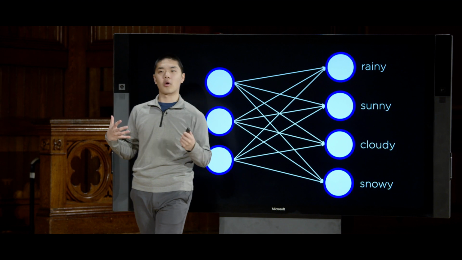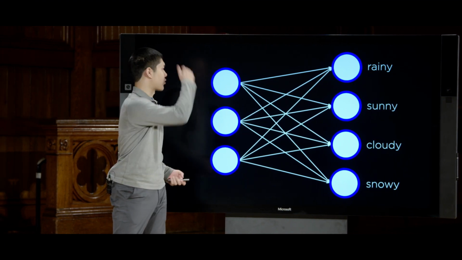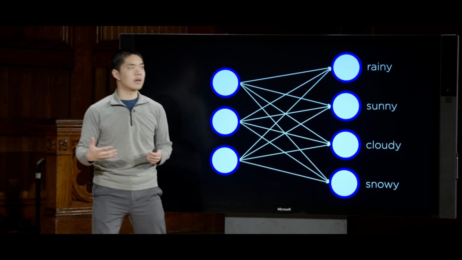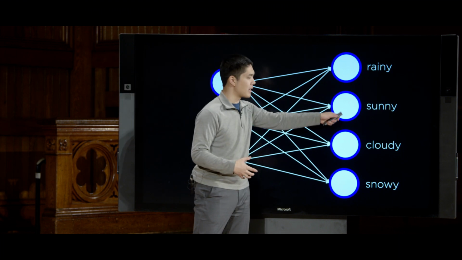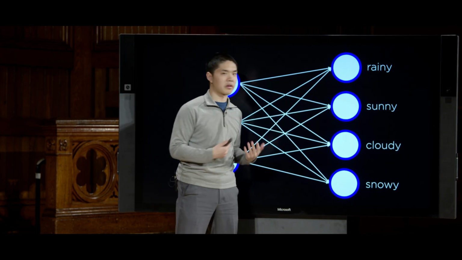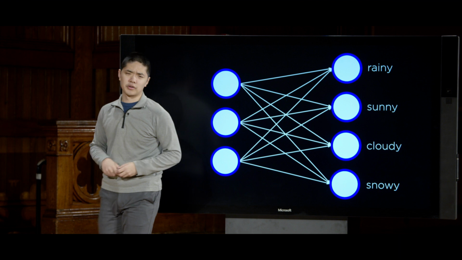And I now have 4 output variables that can be used to represent maybe the probability that it is rainy as opposed to sunny, as opposed to cloudy, or as opposed to snowy. How then would this neural network work?